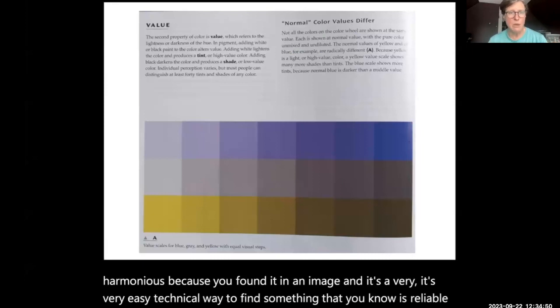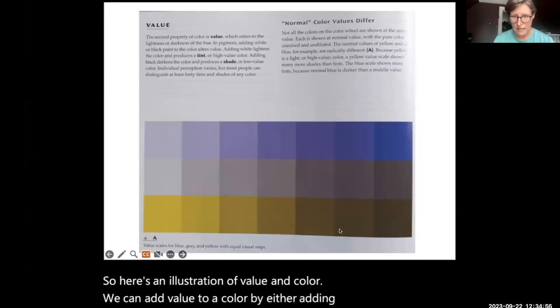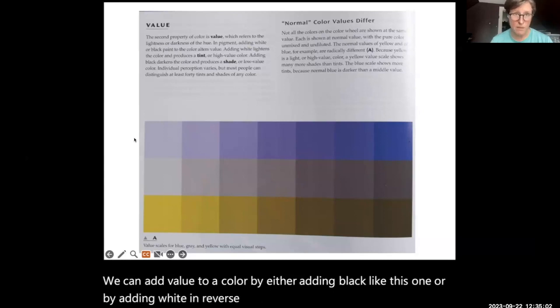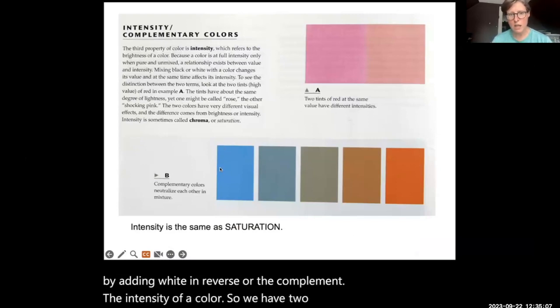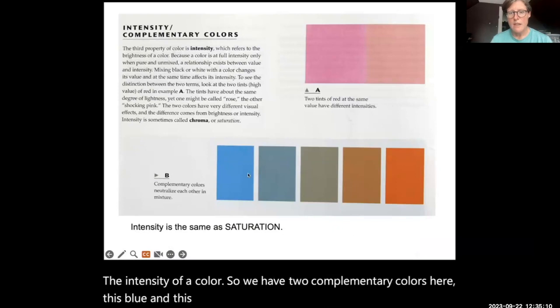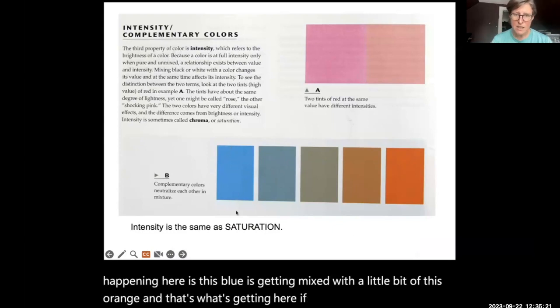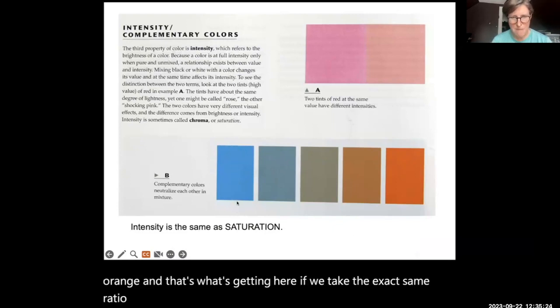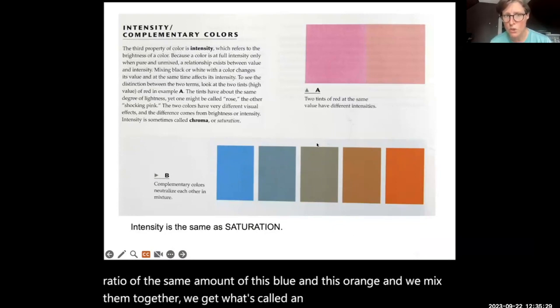So here's an illustration of value and color. We can add value to a color by either adding black, like this one, or by adding white in reverse, or the complement. The intensity of a color, so we have 2 complementary colors here, this blue and this orange. When we mix, what's happening here is this blue is getting mixed with a little bit of this orange, and that's what's getting here. If we take the exact same ratio of the same amount of this blue and this orange, and we mix them together, we get what's called a neutral gray.